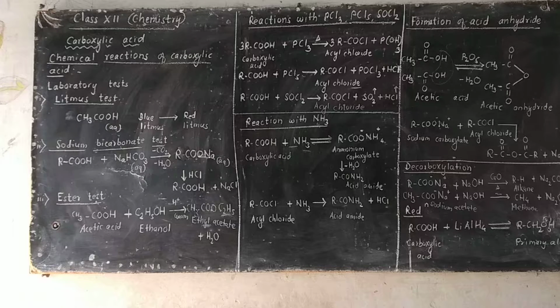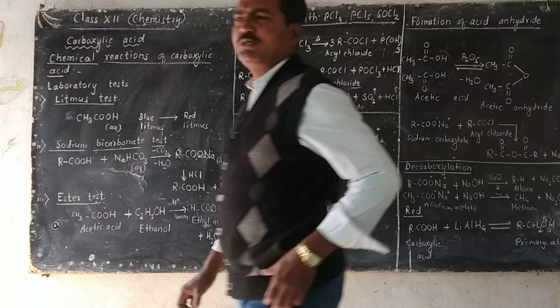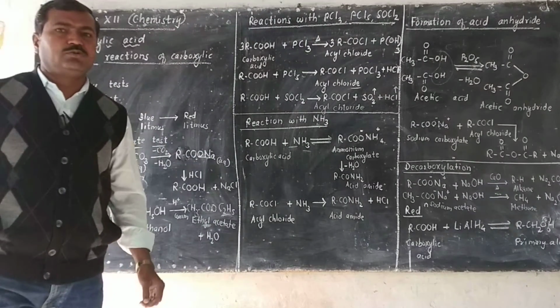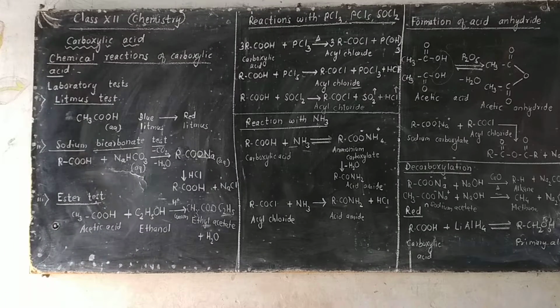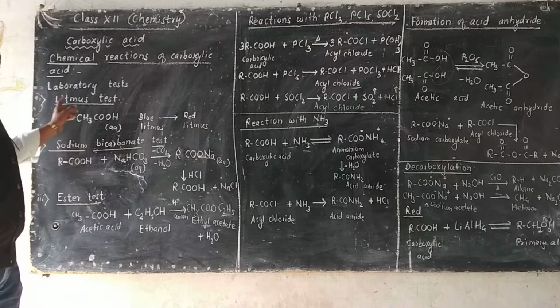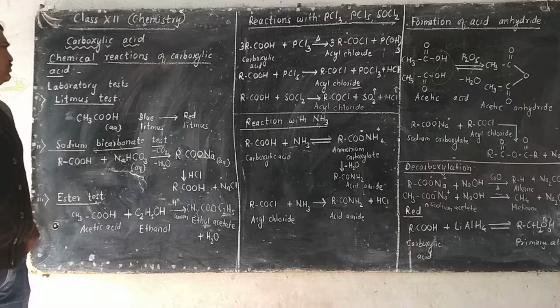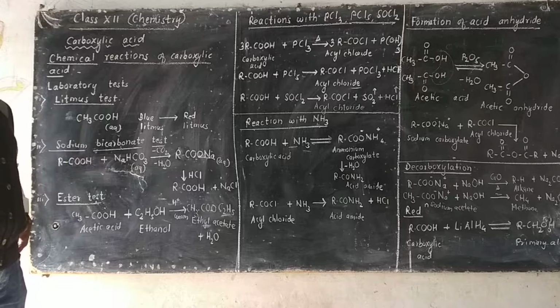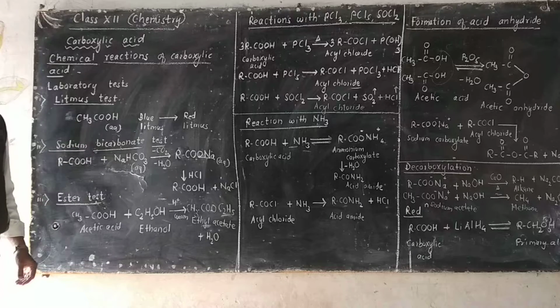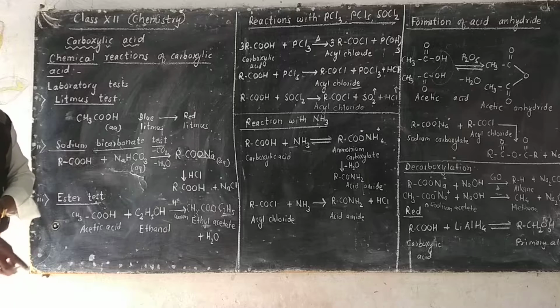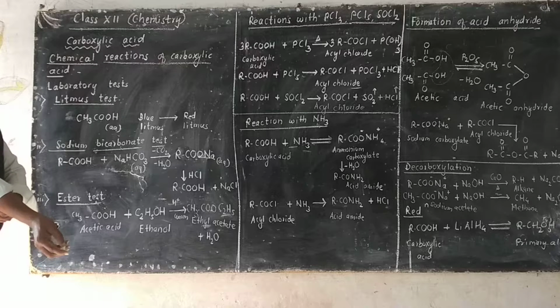So, carboxylic acid. Carboxylic acids are the compounds in which one or more COOH group is present. There are some chemical reactions of carboxylic acid, and some laboratory tests. We can take a test in the laboratory. A well-known example is acetic acid, which is a carboxylic acid.